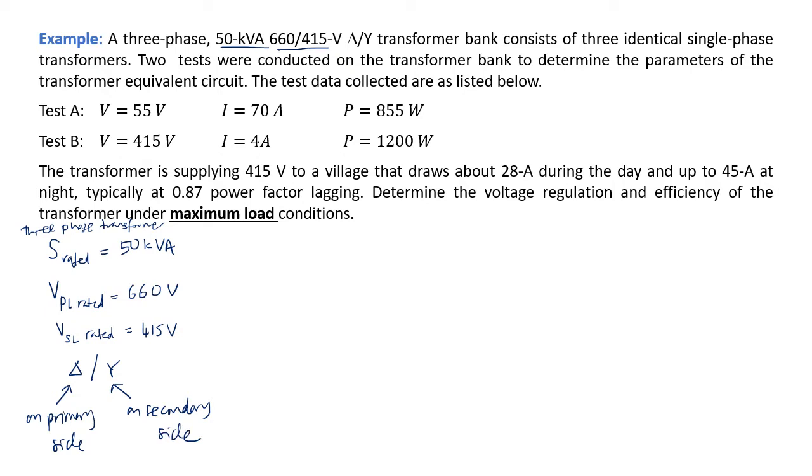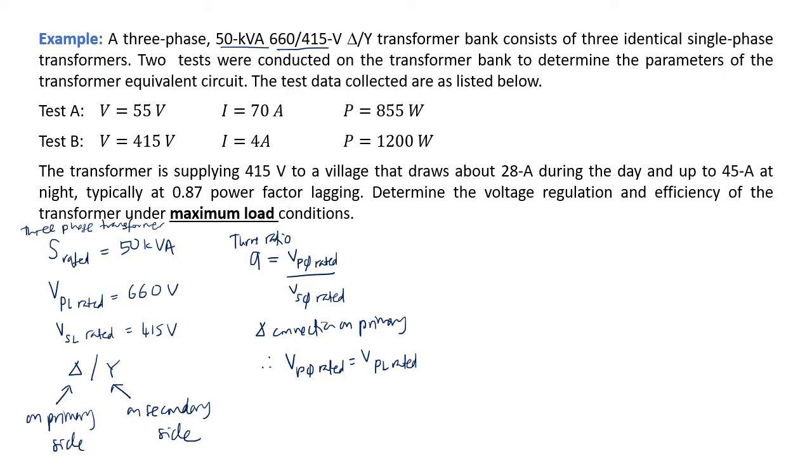Alright, so if we want to find the turns ratio of the transformer, the turns ratio a will be VP phase rated, the phase voltage on the primary side, over VS phase rated, the secondary side phase voltage. And to do that, we must look at the connection. So delta connection on the primary side. Therefore, VP phase rated will equal VP line rated due to the delta connection. So it's just 660 volts.